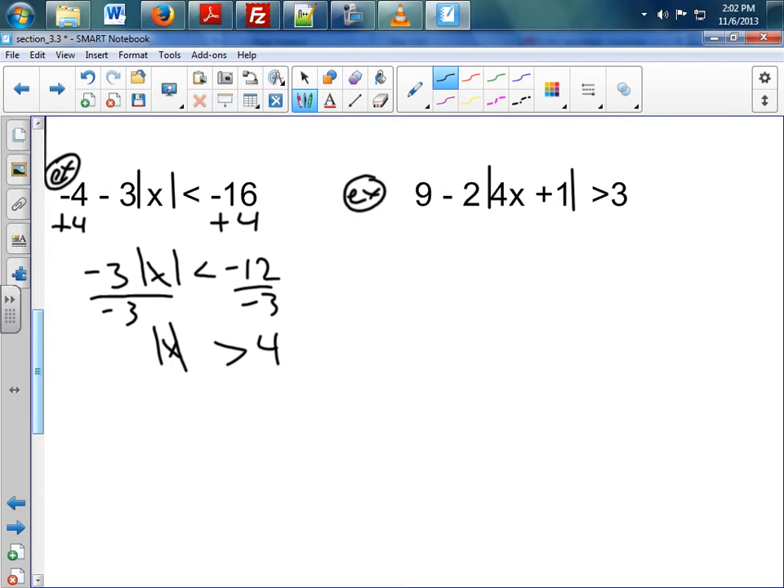Okay? At this point, you stop, you draw the line. That's why I always say drawing a line on these. At this point, you can break it up. This is an OR statement. At this point right here, it's an OR statement. Up here, it wasn't. But when we get the absolute value isolated, it is an OR statement. So x is greater than 4, or x is less than negative 4. Okay?